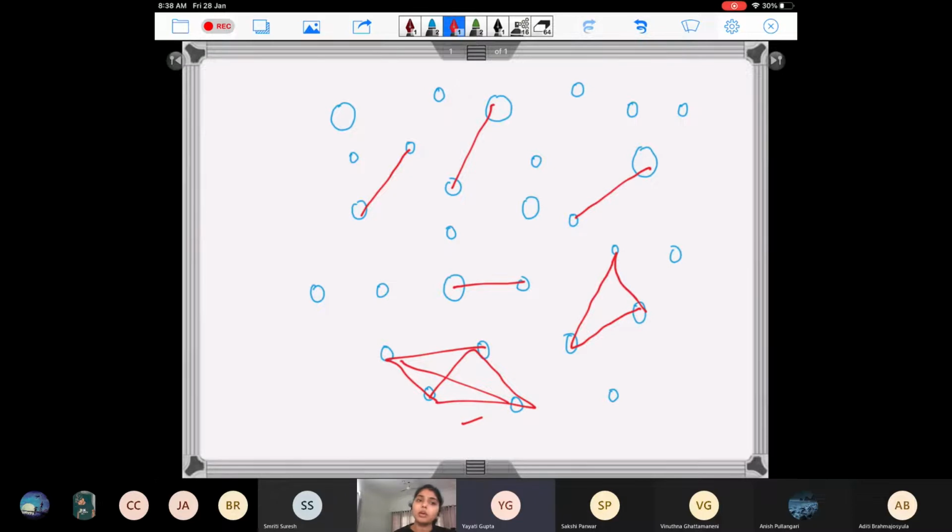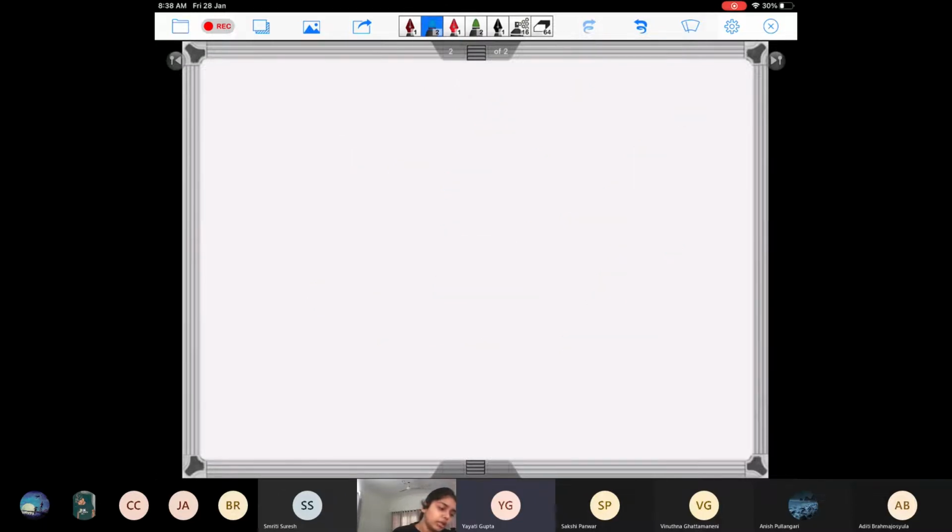Now let's talk about the image on the left hand side. How do you think will the graph look there? So again, every kid is a node here in this graph. How do you think will the connections between them be? Any ideas?